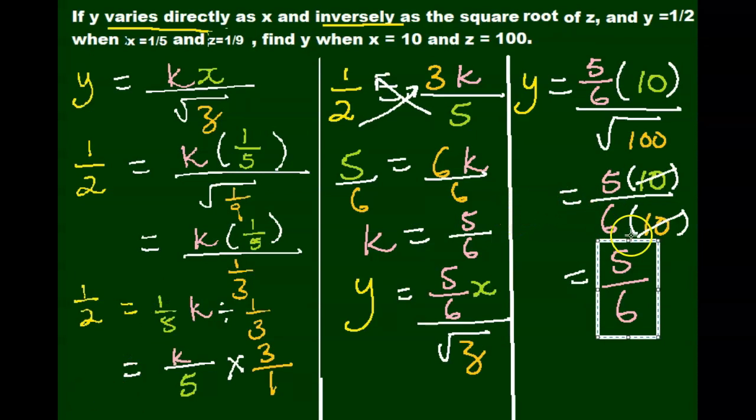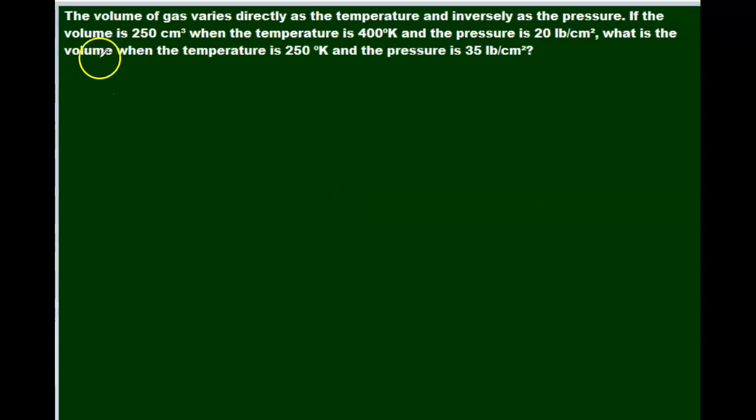Now this is a rare instance, and I just made the numbers up, so it just happened that our y, when you were given those values, happened to be the same value as your k. It's not going to be the case in many other instances. Here's an actual word problem. The volume of gas varies directly as the temperature and inversely as the pressure.